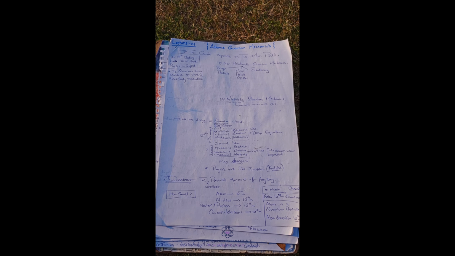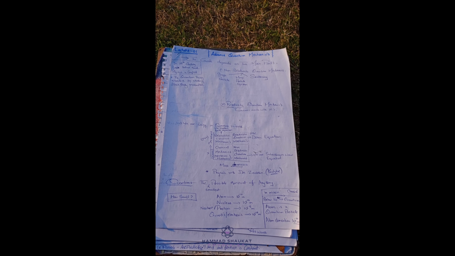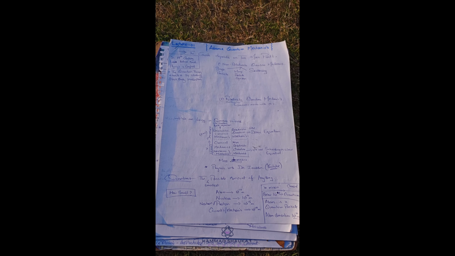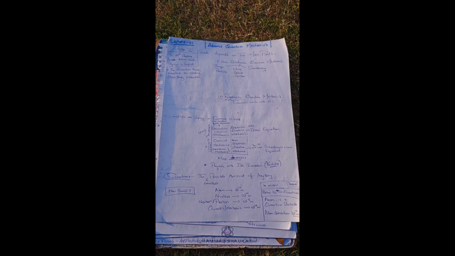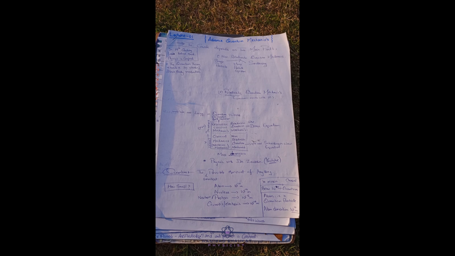In non-relativistic quantum mechanics, there are three more sub-points. The first one is we are dealing with a single particle, the second is we are dealing with many particles, meaning more than one, and the third one is we are dealing with scattering. So this is a simple table.